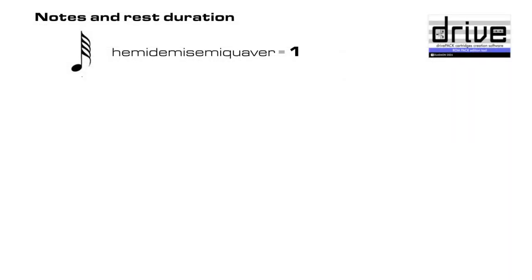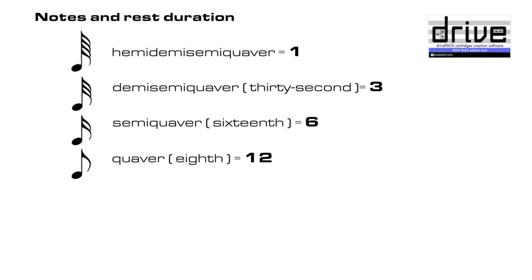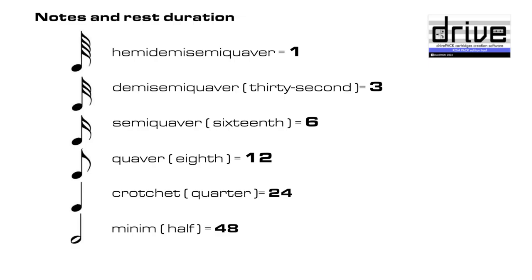The duration of a hemidemisemiquaver is encoded as 1. The duration of a demisemiquaver is encoded as 3. The duration of a semiquaver, or 16th note, as 6. The duration of a quaver, or 8th note, as 12. The duration of a crotchet, or quarter note, as 24. The duration of a minim, or half note, as 48. The duration of a semibreve, or whole note, as 96.